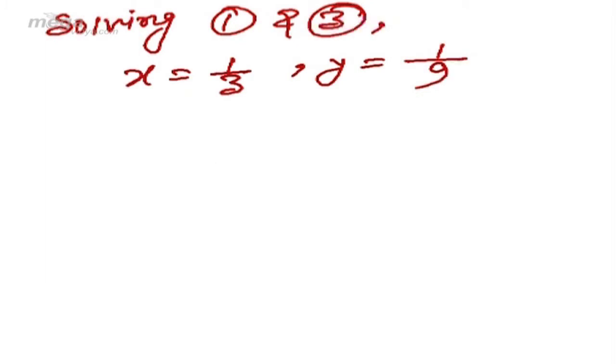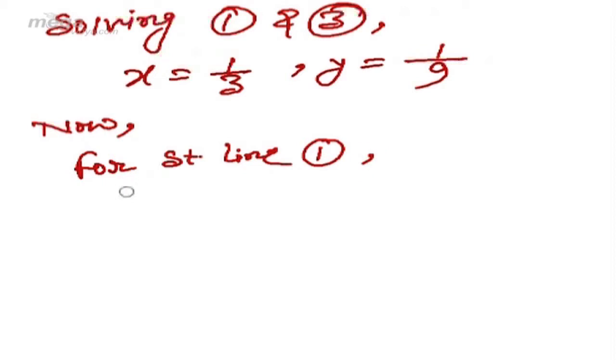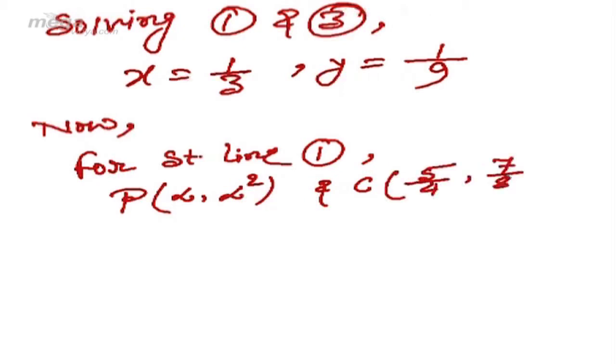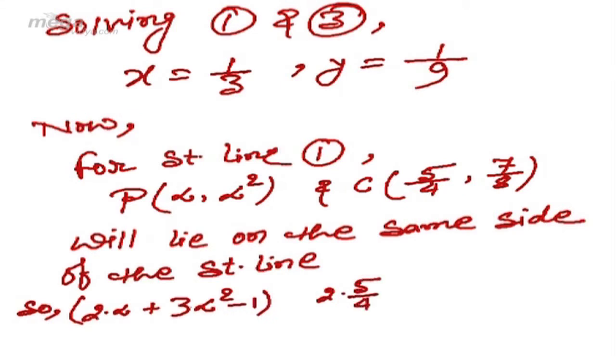Now we will see. In this figure, if we select the line 1, that is the line AB, the point P and the point C both lie on the same side of the straight line. On the same side of the straight line, so we will use the condition. Now, for straight line 1, the point P alpha comma alpha square and the point C 5 by 4 comma 7 by 8, both the points will lie on the same side of the straight line. So using the rule, if you substitute P in the straight line 1 and if you substitute C in the straight line 1, both will give the same sign. It means 2 alpha plus 3 alpha square minus 1 and 2 times 5 by 4 plus 3 times 7 by 8 minus 1 will give the same sign.